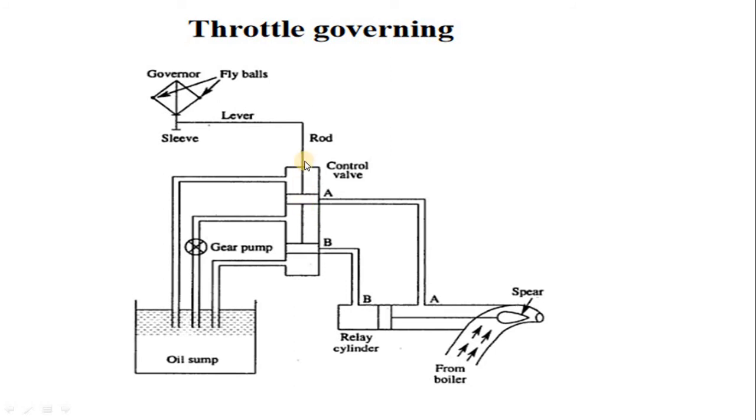Its movement is to and fro, or vertical and downward, continuously, and these are the openings of that oil sump. Sometimes it can be controlled in a hydraulic way. This is a relay cylinder, and this is a passage through which we can control the amount of steam before entering the steam turbine. So students, the main specialty of throttle governing is that it is mostly used for low capacity power plants.